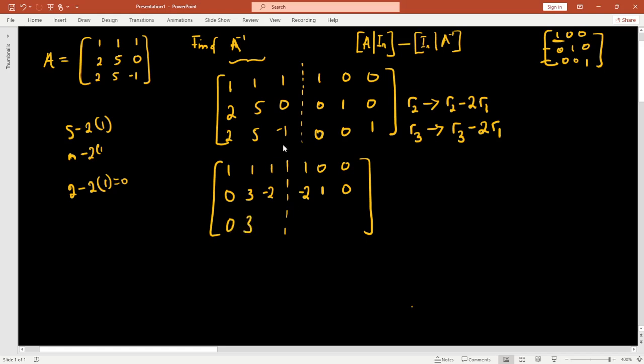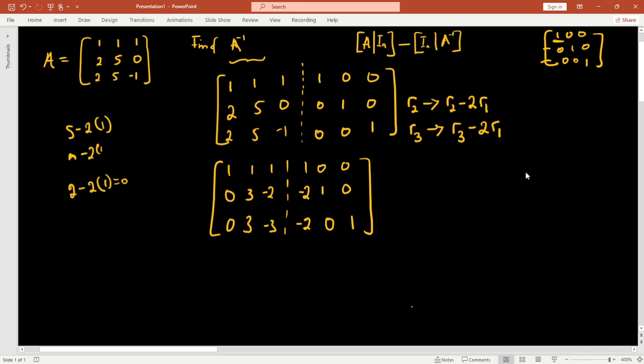Then here we have a negative 1, so negative 1 minus 2 times 1, we get negative 3 here. Then here we have 0 minus 2, so we get a negative 2. Then here 0 minus 0, we get a 0. Then 1 minus 0, we get a 1.